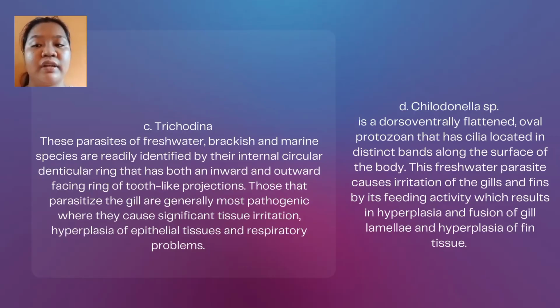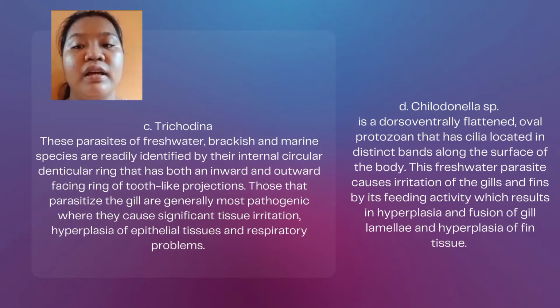Third is the Trichodina. These parasites of freshwater, brackish, and marine species are readily identified by their internal circular denticular ring that has both an inward and outward facing series of tooth-like projections. These parasites are generally most pathogenic, for they cause significant tissue irritation, hyperplasia of epithelium, and respiratory problems.